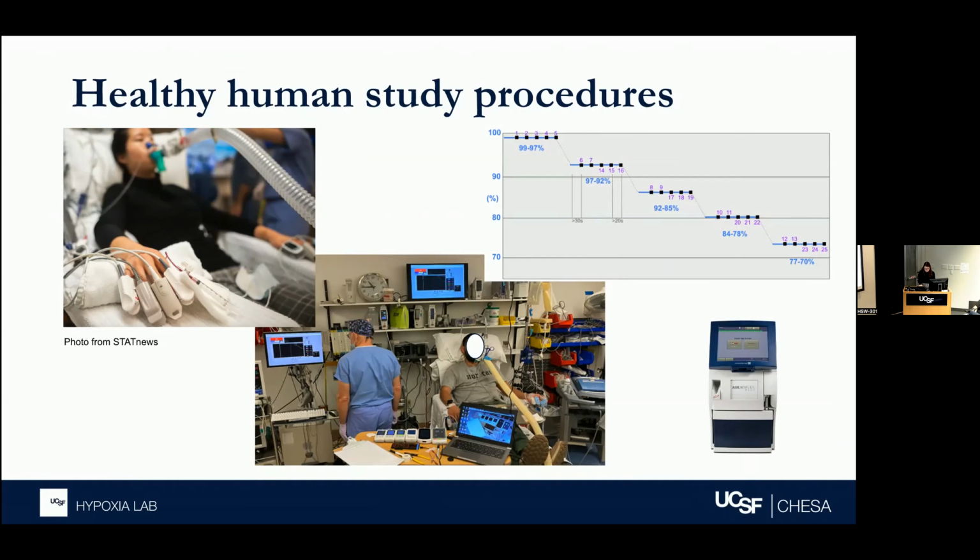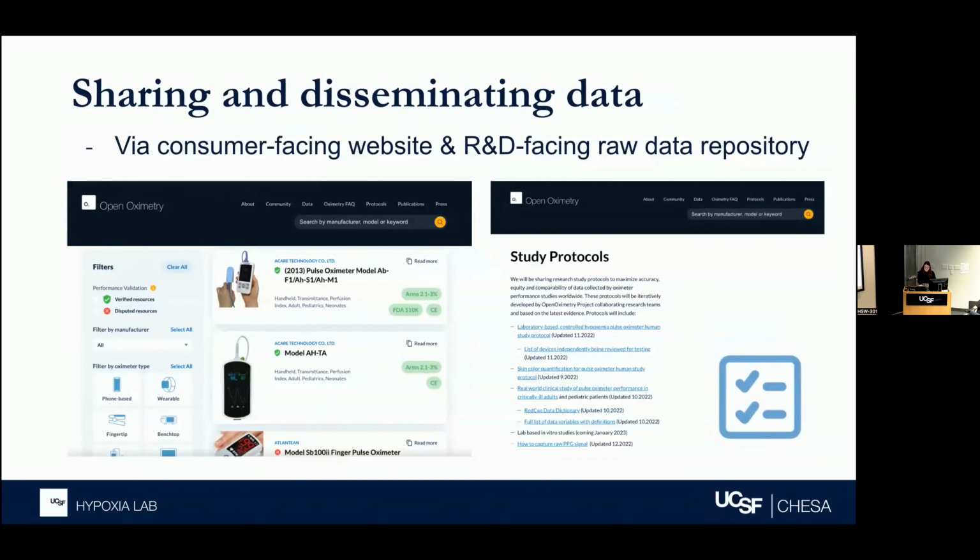So here's how we are sharing and disseminating our data. Like Greg mentioned, we plan to disseminate all of these findings and data on OpenAux, which is our consumer-facing open access website, as well as a research and development-facing raw data repository, which is in the works and we're hoping to launch this in the next couple of months. And again, here are some photos from our OpenAux and the study protocols, which are live on our website.